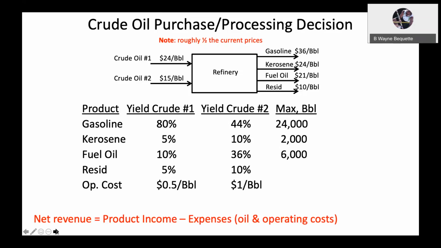Now, each of these products has a maximum amount that needs to be produced. So, for example, this could be constraints either due to product demand or maybe even product storage. So we can produce a maximum of 24,000 barrels of gasoline, 2,000 barrels of kerosene, and 6,000 barrels of fuel oil. There's no particular constraint on the resid.